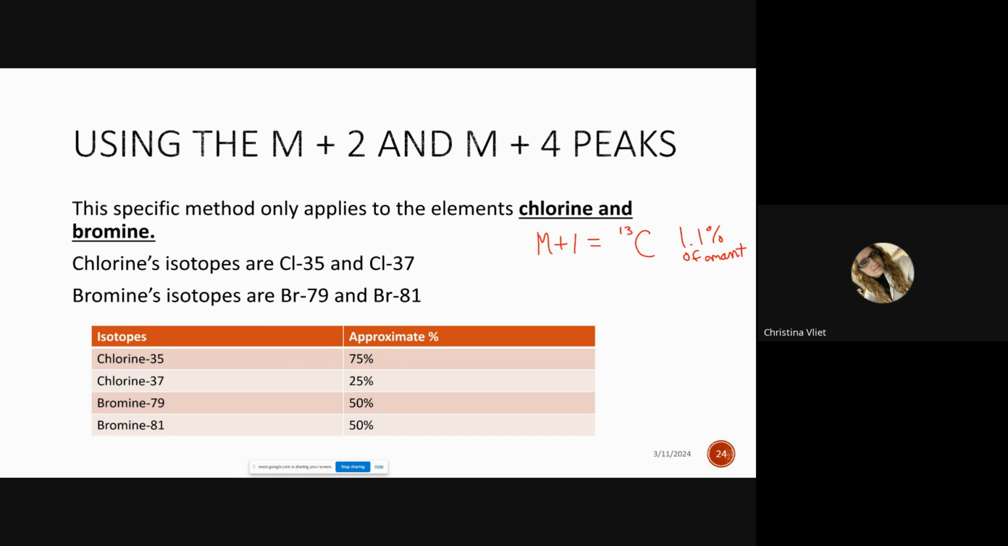Now, there's this concept called the M+2 and the M+4 peaks. You have to know very little about this, but you have to know a little. If you look back at the standards, and I'll bring them back up, it says deduce the presence of bromine and chlorine atoms.